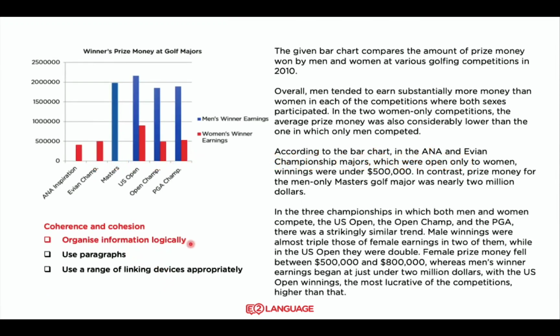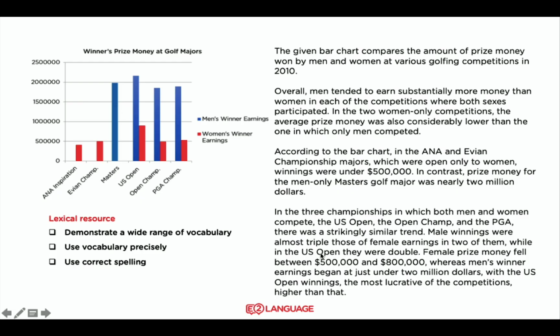So information is organized logically. Yes, I always follow that same structure. So there's no danger of repeating myself or going round in circles. It is organized logically. Have I used paragraphs? Definitely. You can see them 1, 2, 3, 4. And linking devices, have I used a range? And are they used appropriately, correctly? Here are some of them. Overall, where, which, in contrast, while, and whereas.